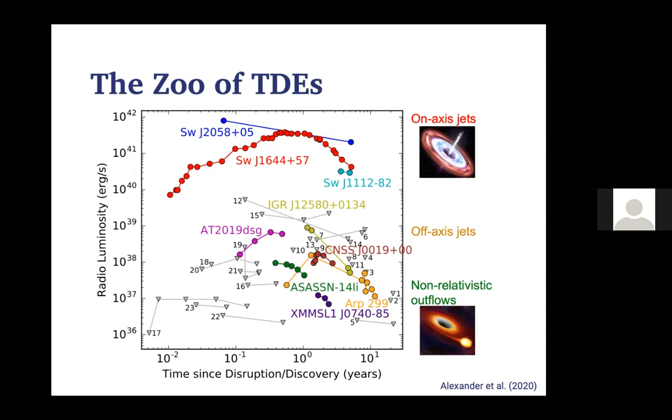We're estimating about 1% of all TDEs are in that jetted category. And the reason is just, well, it might be even lower. It's just statistically we're sitting around waiting, and that's kind of the number we've reached.